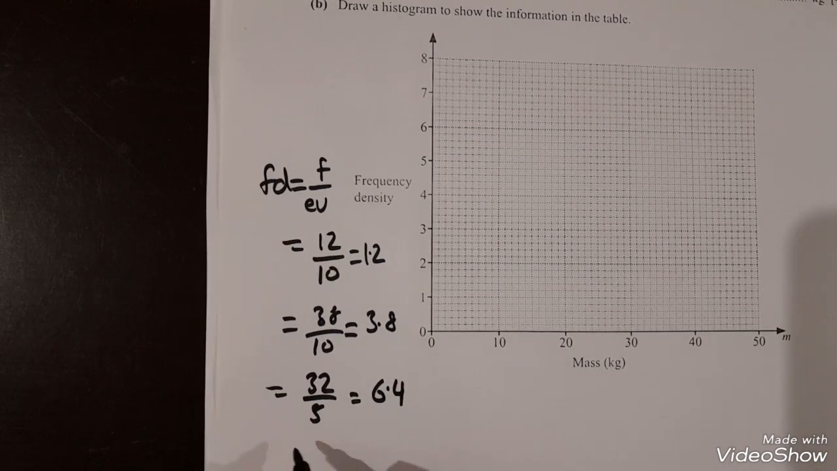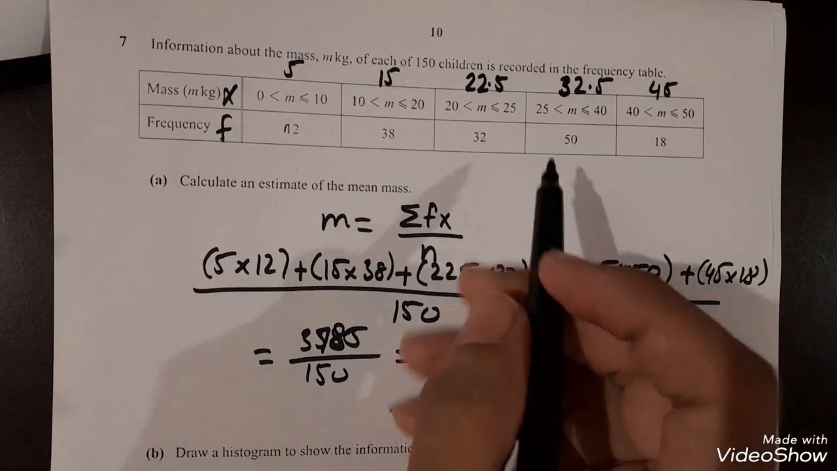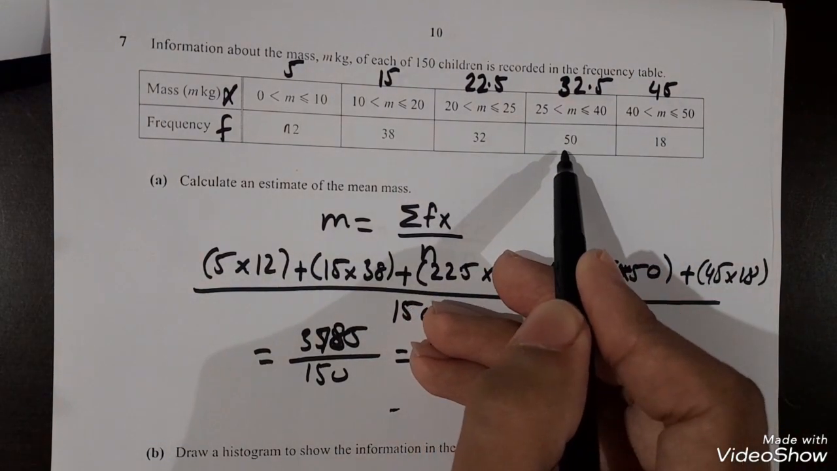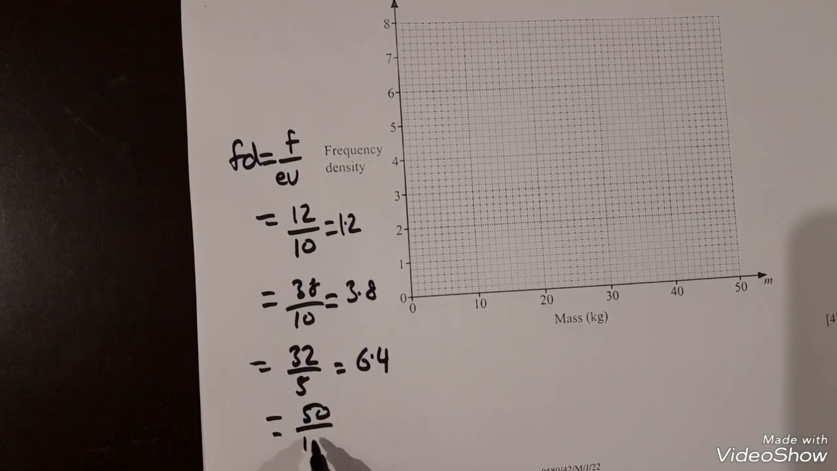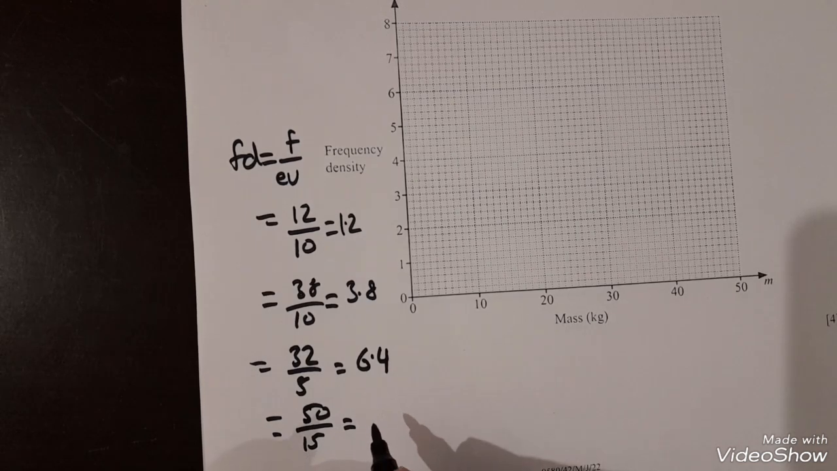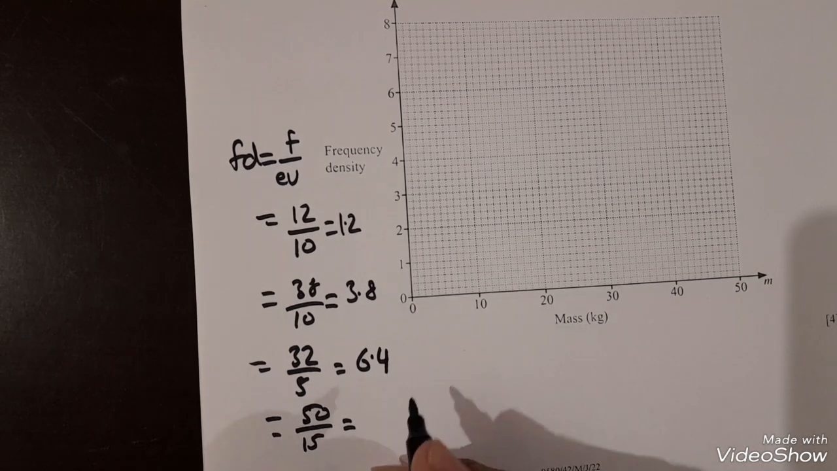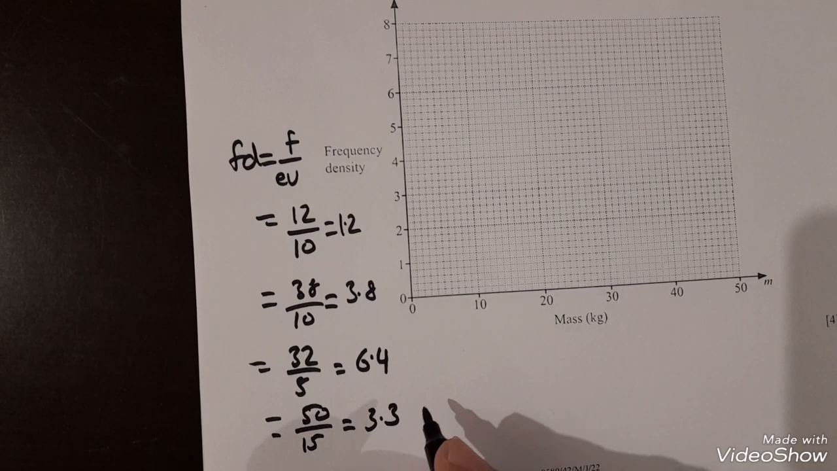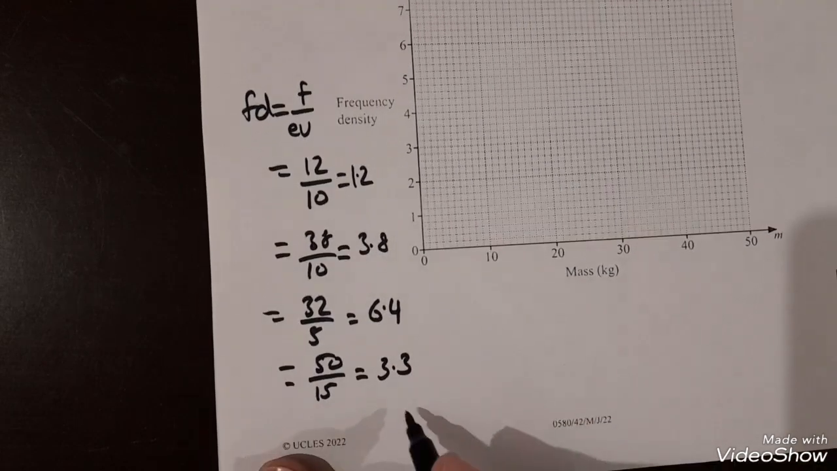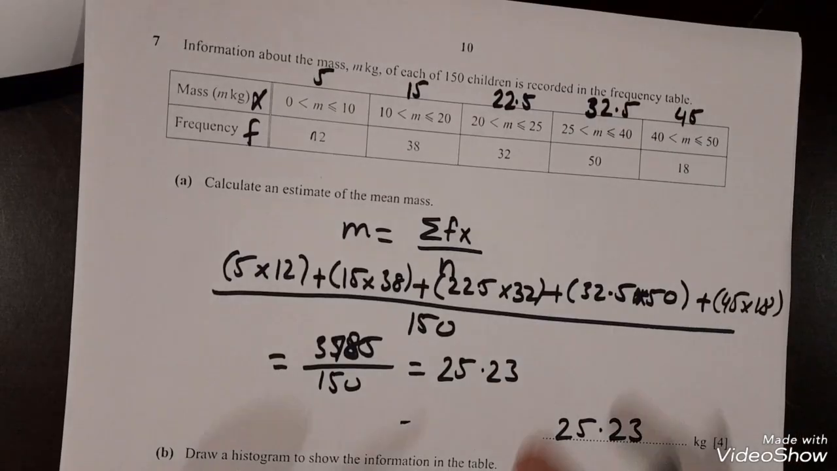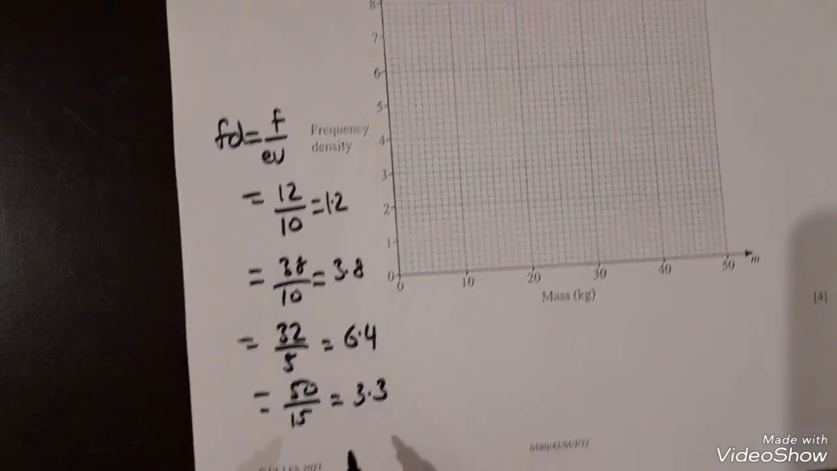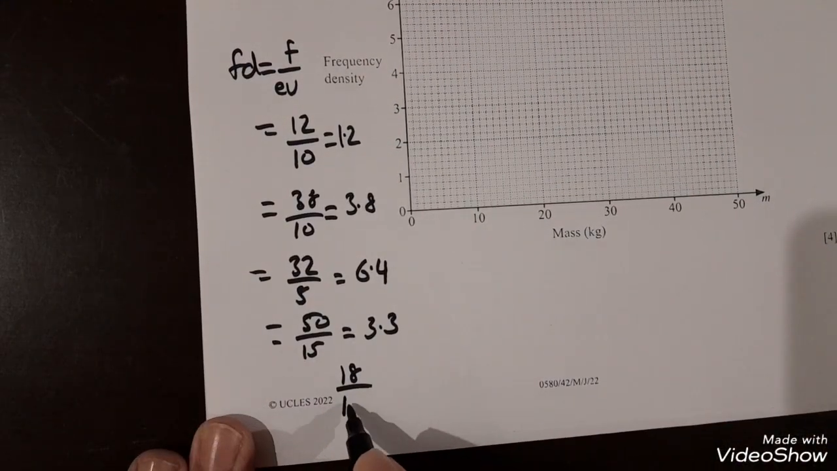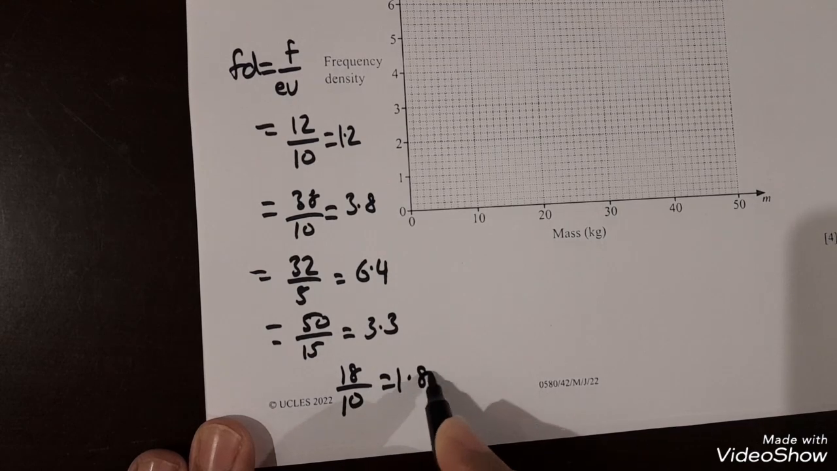So this will be 6.4. Then for the fourth, it is 25 till 40 and the frequency is 50. So 50 divided by the difference, which is 15, that is 3.3. Then for the last one, it is 40 to 50 and the frequency is 18, so 18 divided by 10, which will be 1.8.